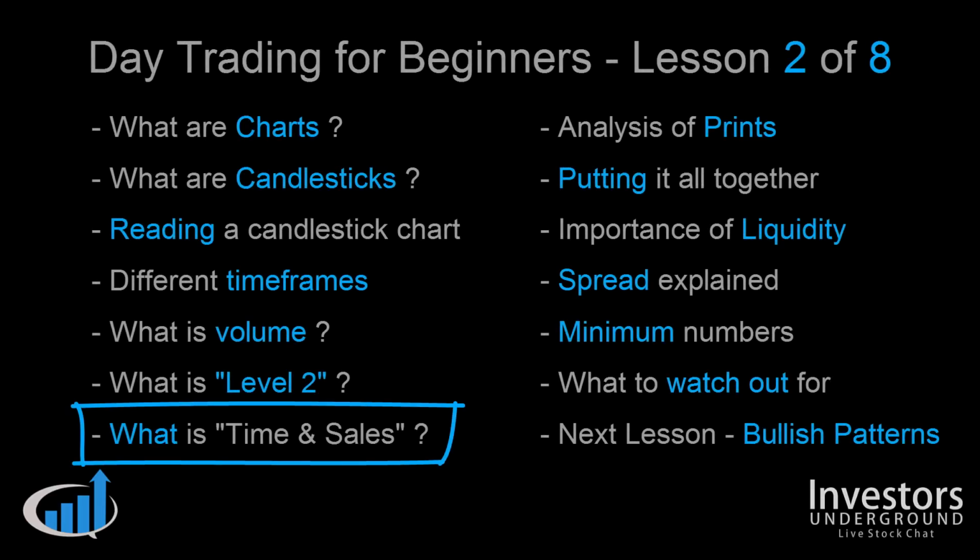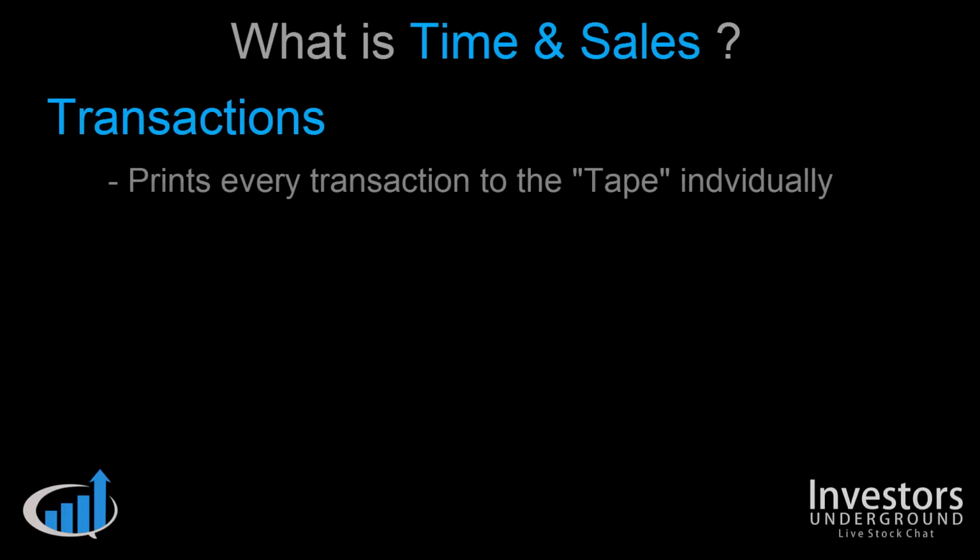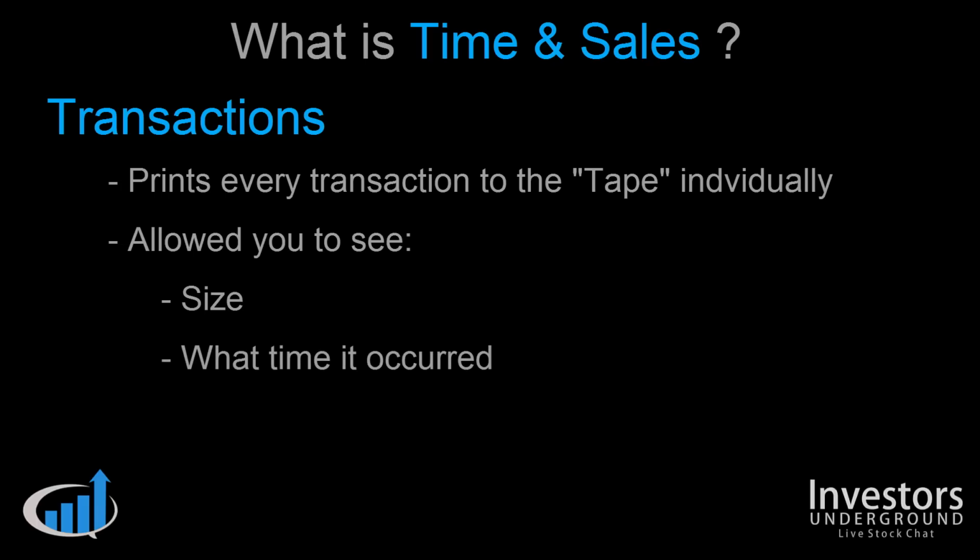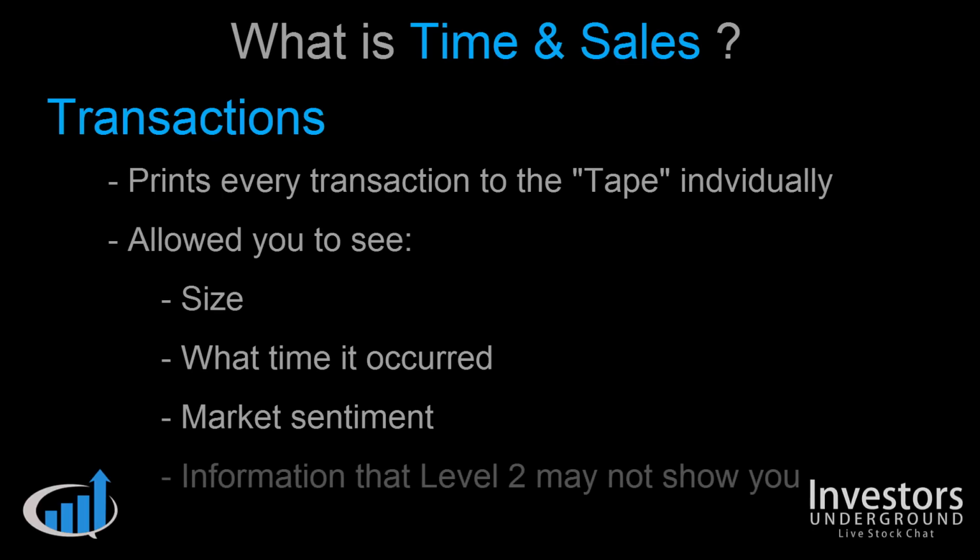So what is time and sales? Time and sales are transactions. It shows each and every single trade that is made on a particular security. It allows you to see the size, so whether somebody just buys 100 shares, 1,000 shares, 10,000 shares, and what time it occurred. And it lets you jump into a little bit of the exact sentiment that's going on. Is it a lot of buyers? Is it just one buyer that came in and took an entire bid or offer? Which allows us to see some information that we might not see on the level 2 or chart.